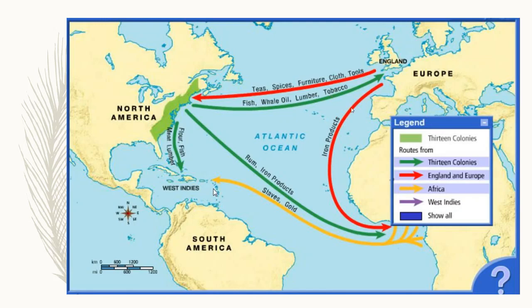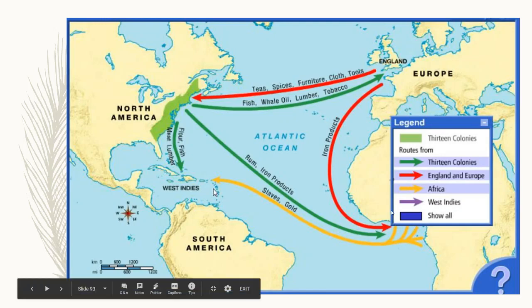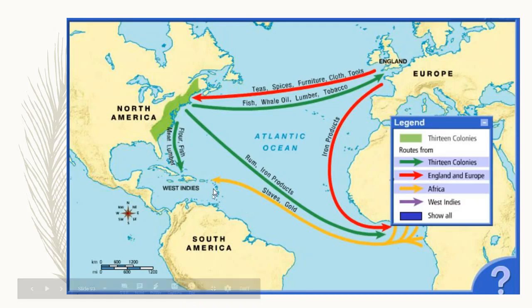And then they're also shipping products over to West Africa for the slave trade. Now, there were other West African products, but the main one is going to be slaves. And those slaves, primarily, are going to the West Indies.